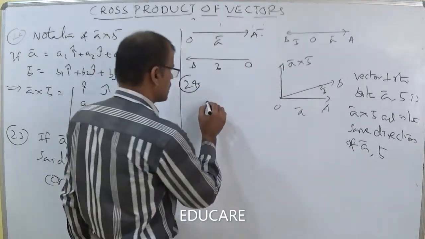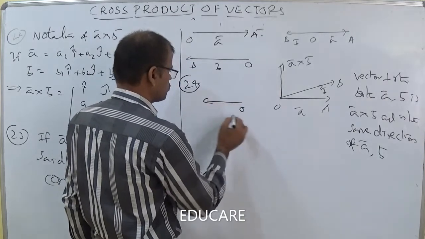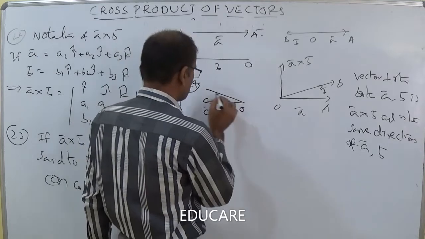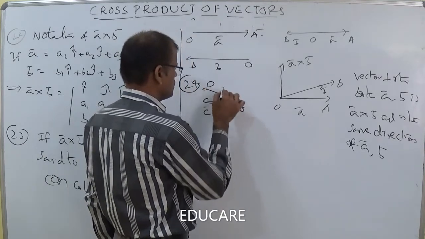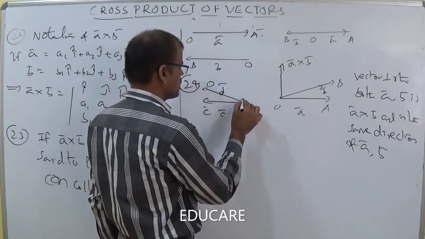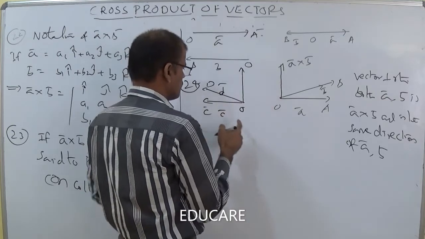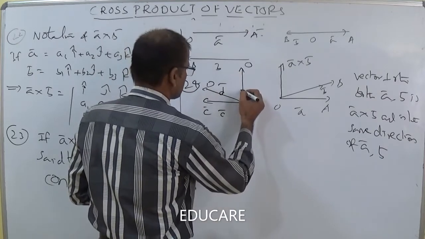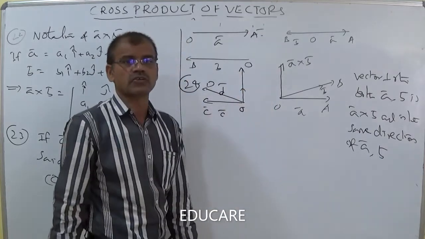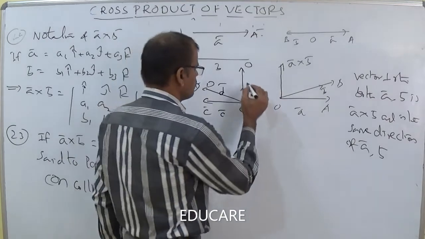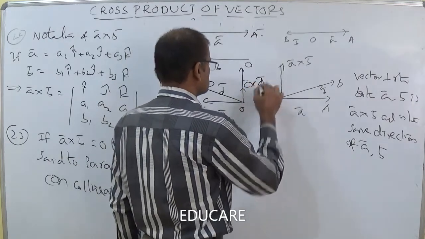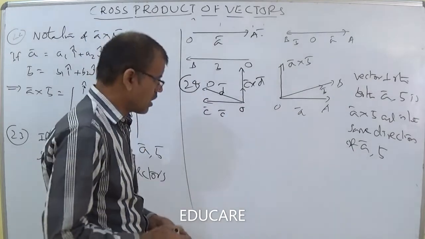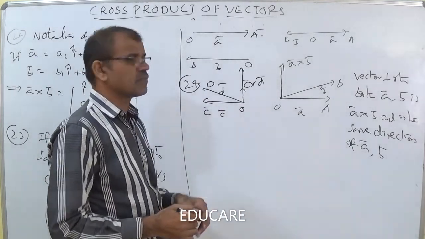Now the second diagram I am drawing like this. O, here C I put, this is C bar and here I put D, this is D bar. Now what you can say here, this is another vector. The vector perpendicular to both C and D becomes C bar cross D bar, and it is in the direction of C and D.